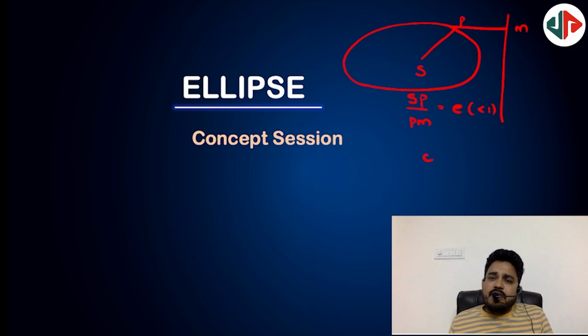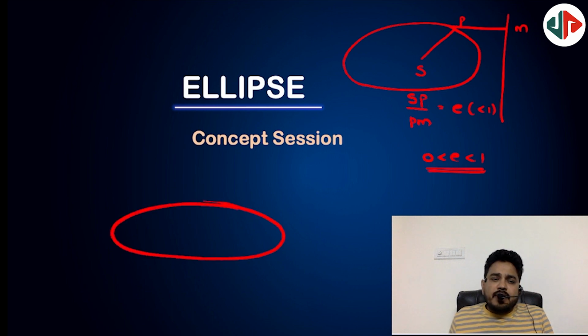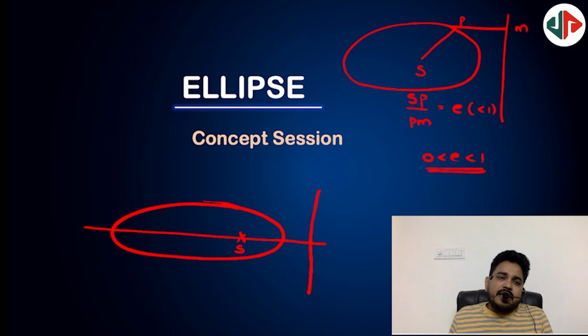So the eccentricity will be 0 less than e less than 1. When this is the ellipse, this is one directrix and the corresponding focus is S, and there is one more directrix and here one focus. This is one focus with its corresponding directrix. So here two sets of foci and directrix will be there, and this is the center.